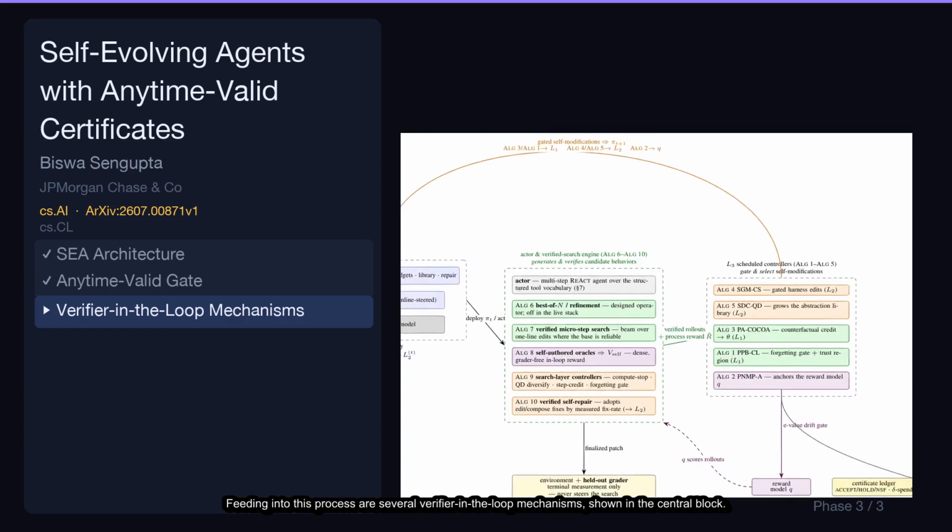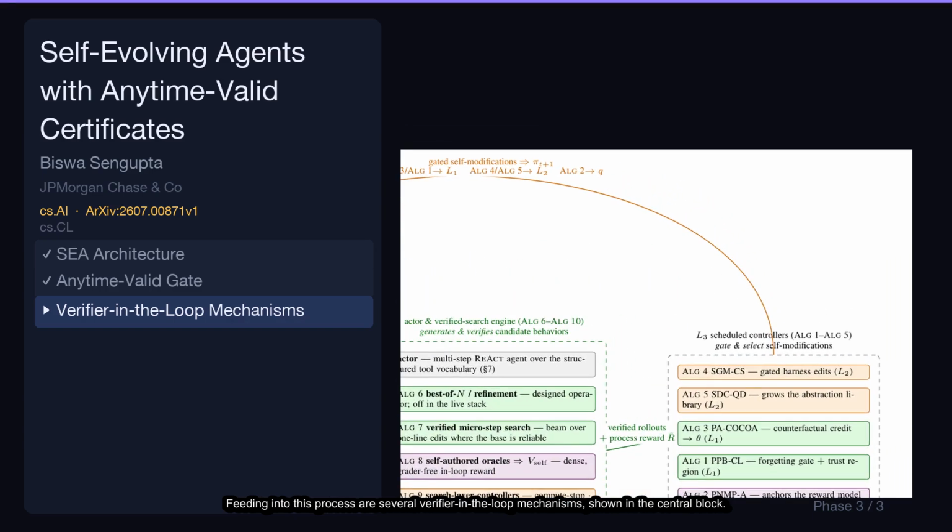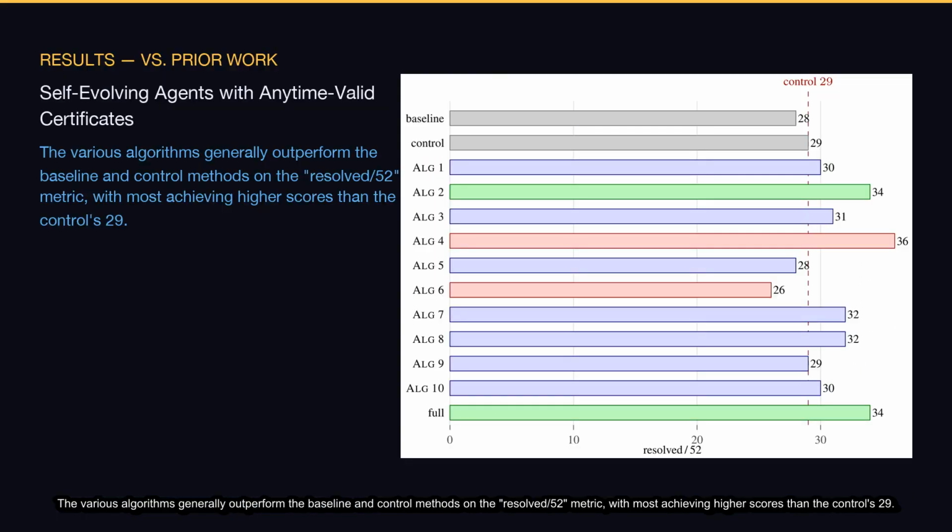Feeding into this process are several verifier-in-the-loop mechanisms, shown in the central block. These include methods like best-of-n/refinement and verified self-repair, which generate candidate behaviors and provide dense, grader-free rewards for the gate to evaluate. The various algorithms generally outperform the baseline and control methods on the resolve/52 metric, with most achieving higher scores than the controls. Specifically, ALG4 and the full method show the strongest performance, resolving 36 and 34 items respectively.